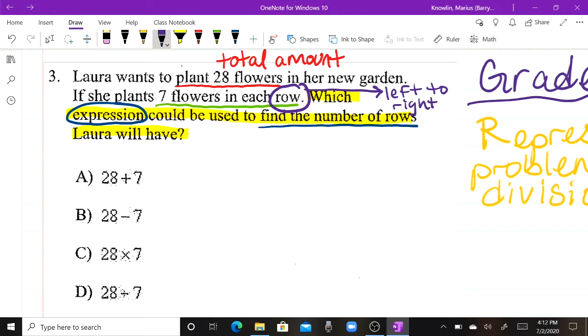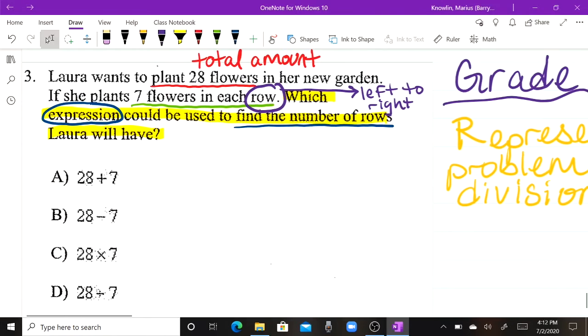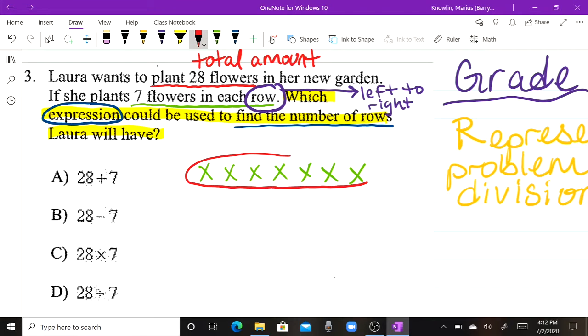All right, now let's go ahead and work on our representation. Remember, to represent something is basically to draw a picture or some type of diagram to show your thinking. All right. So since there's 28 total flowers, and there's 7 flowers in each row, we're going to group flowers together 7 at a time until we have a total of 28. So this is how it's going to look. 1, 2, 3, 4, 5, 6, 7. There's 7, and here's our row, left to right.